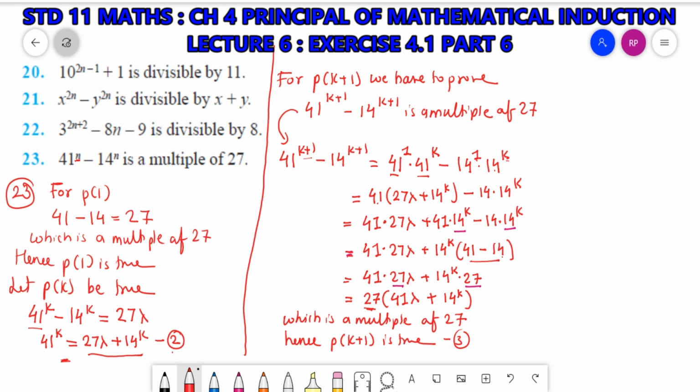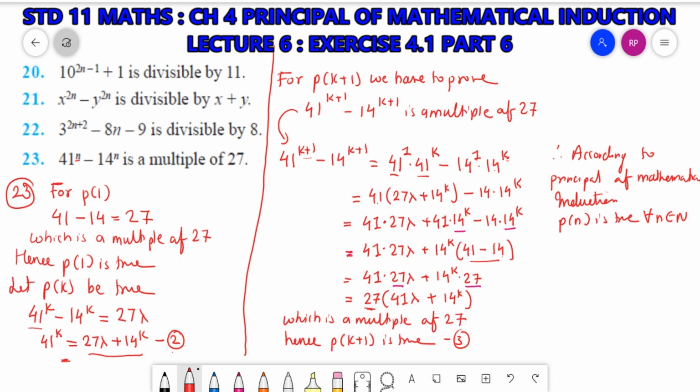So therefore, according to principle of mathematical induction, P of n is true for every n belonging to N.